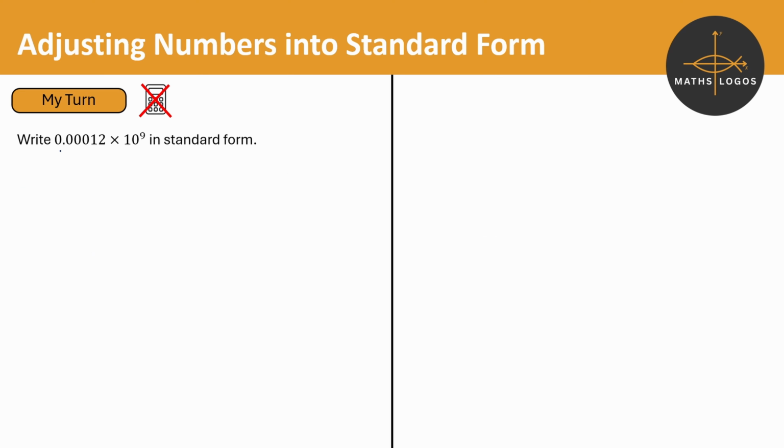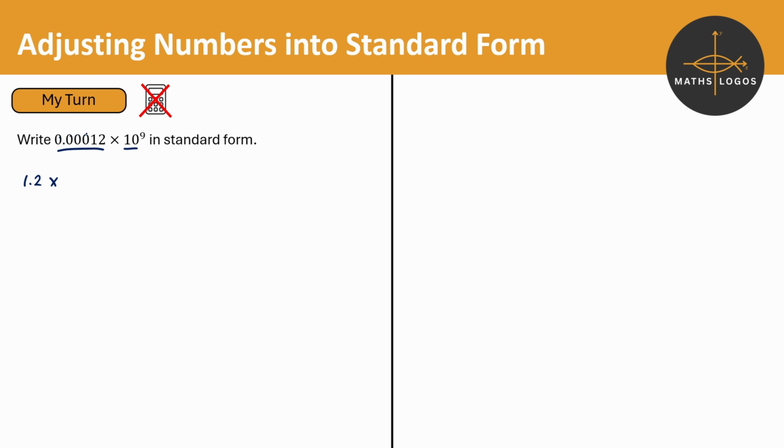Okay, next example, we've got a small number for our coefficient and a large number for our power of 10. Write 0.00012 multiplied by 10 to the power of 9 in standard form. Let's turn our coefficient into standard form. So it's going to be 1.2 multiplied by, and go ahead and just count how many zeros you got.